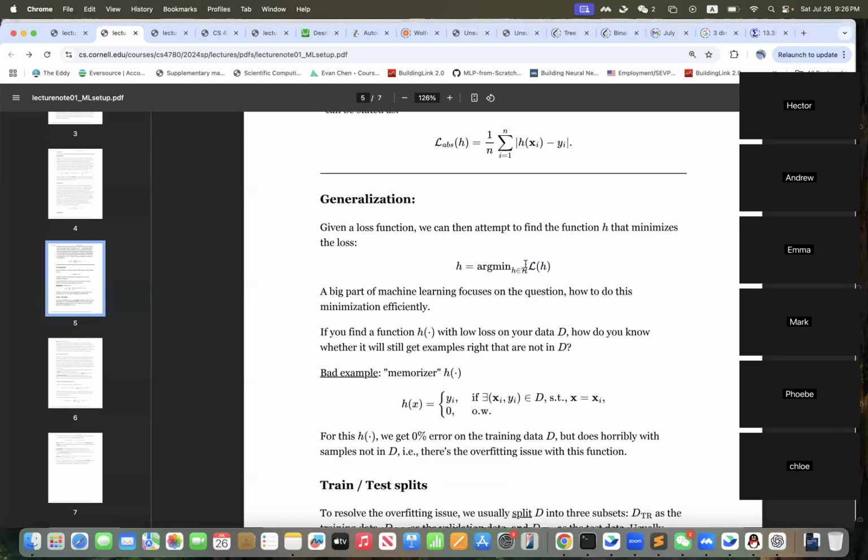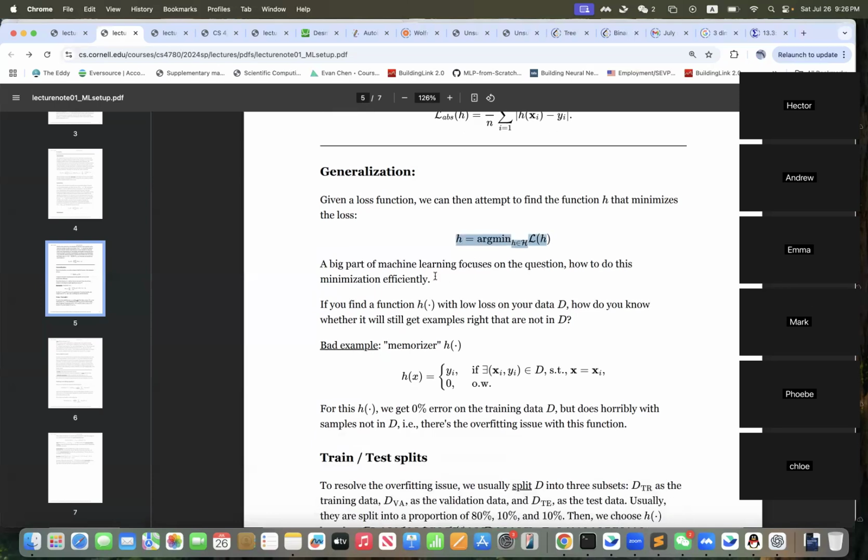So now you can understand this, and that's expected, right? The whole point of machine learning is that we make some larger assumption, which is the hypothesis class, large H here, and we want to choose a hypothesis function, small h here, that minimizes the loss. So that's all part of machine learning. A big part of machine learning is focused on this question.